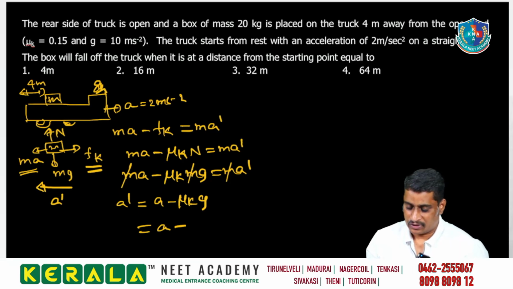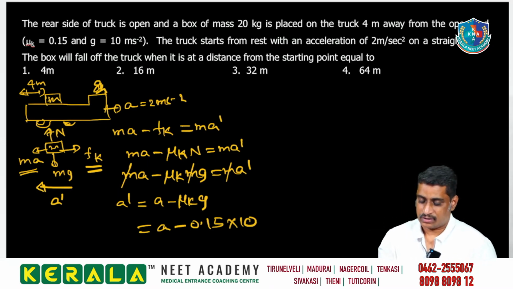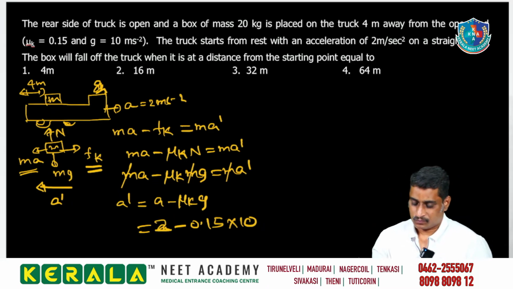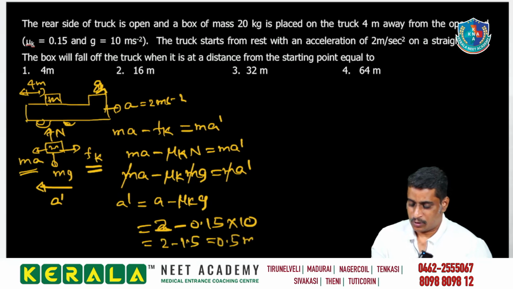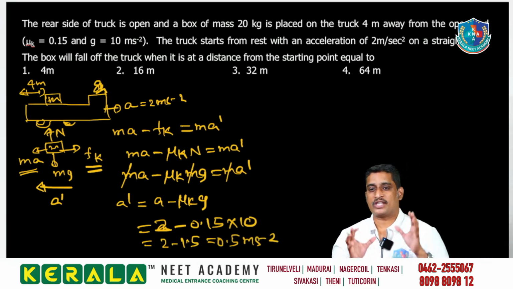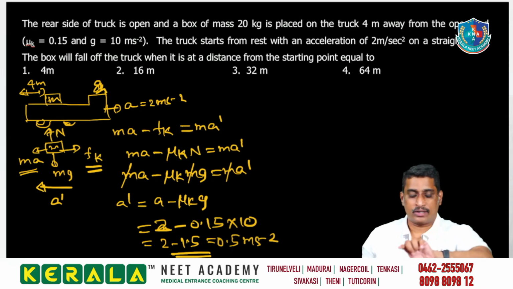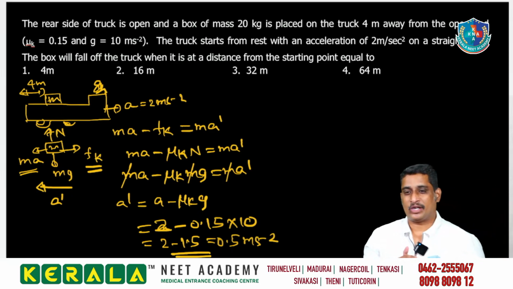Mu k value they have given as 0.15, g value also they have given as 10, and the a value of this truck they have given as 2. So 2 minus 1.5, nothing but 0.5 meter per second square, is the acceleration of the block with respect to the truck. With this acceleration, how much time will the block take to fall down from the truck? Let us find out by using a simple kinematic equation.